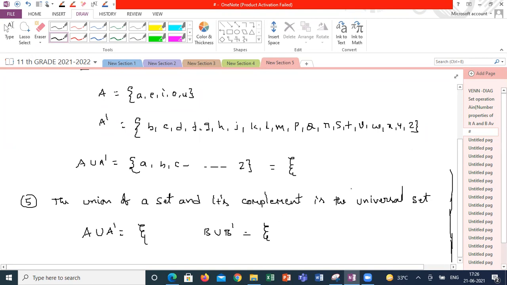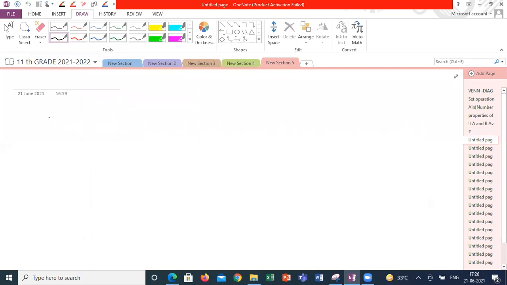The last one, the union of a set and an empty set, what will I get? It's an application of the fourth one only. Suppose I am saying A union null set, what will I get? A. B union null set, B. Very clearly, the null set is a subset of A. So according to the fourth statement, if a set is a subset of that set, the union of these two sets is A only.